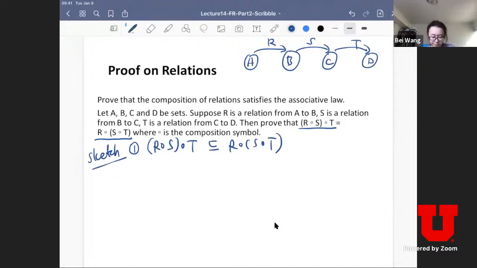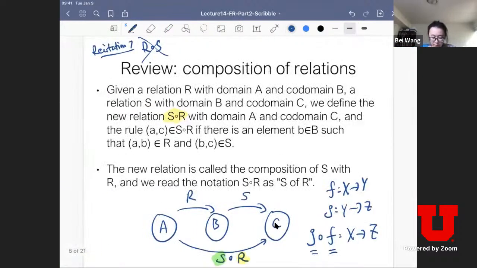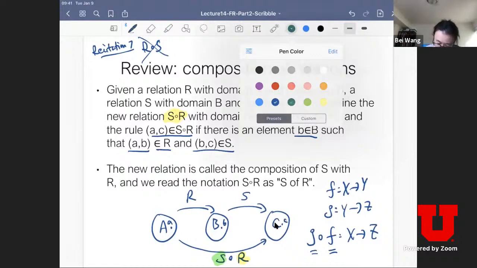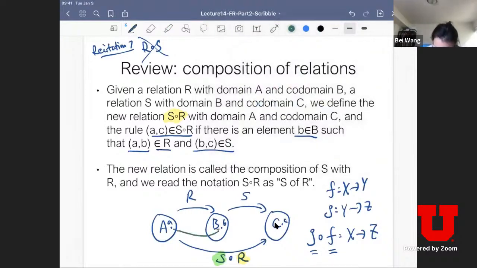All right. So if you look here, a pair AC belongs to S composed with R, where R comes first and S second in terms of the composition, as shown in the picture, if there's an element B such that AB is in R and BC is in S. So this is the same: I have A, I have B, I have C, and I have a relation going from A to B and B to C.